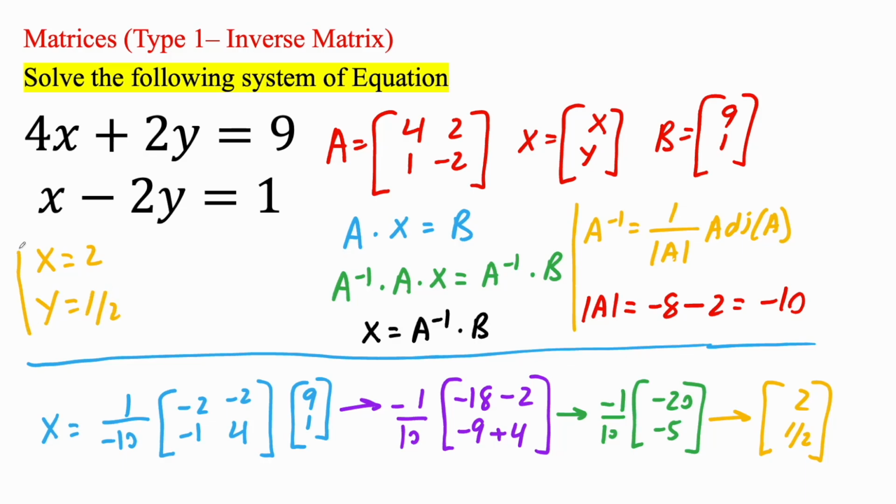And again, we're going to verify this. 4 times 2 is 8. 2 times 1/2 is 1. 8 plus 1 is 9. That's correct. Likewise, 2 minus 2 times 1/2 is 1. So 2 minus 1 is 1.